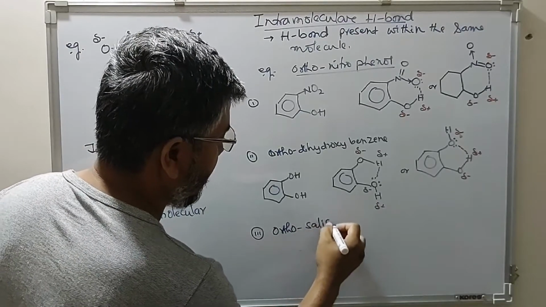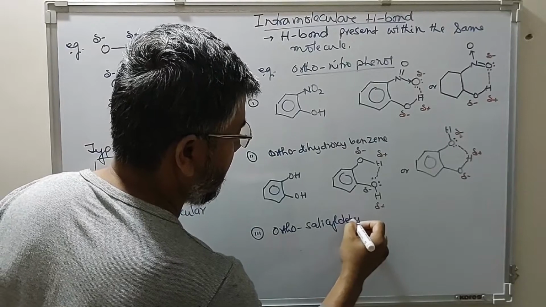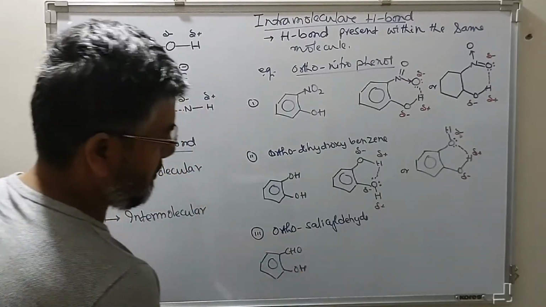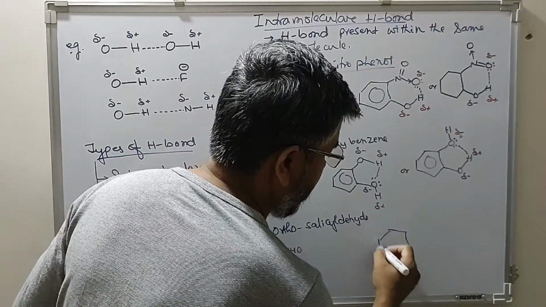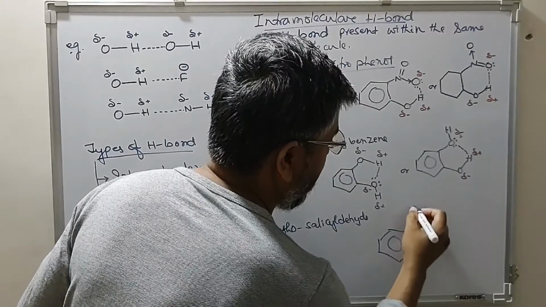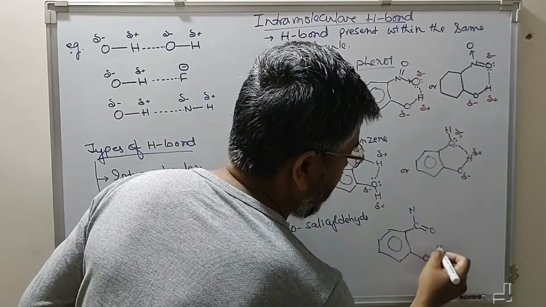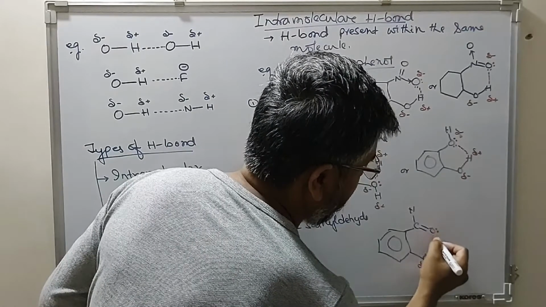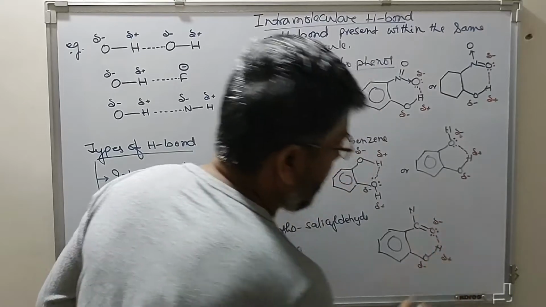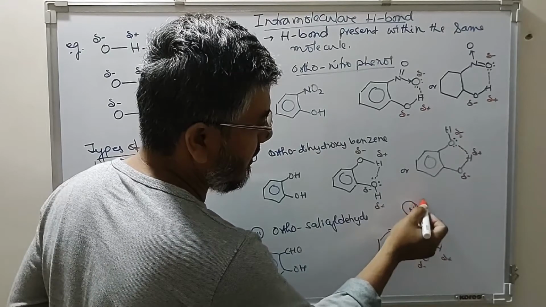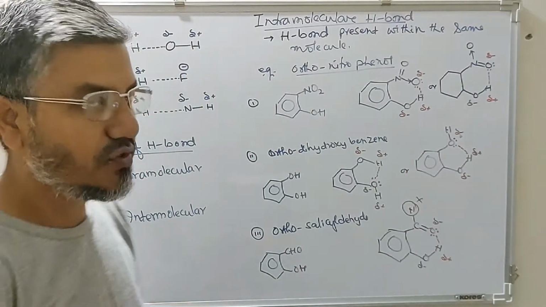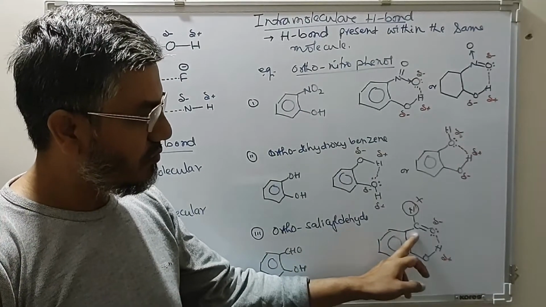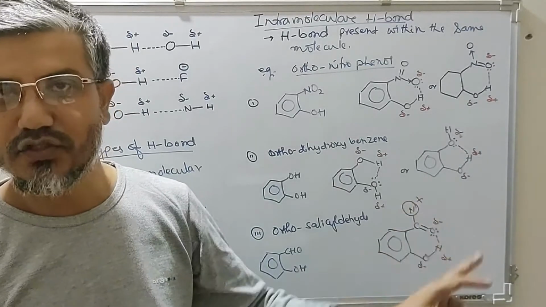Ortho salicylaldehyde. We have the CHO aldehyde group and the OH group, so we have this structure. Now this hydrogen which is bonded to carbon cannot be involved in hydrogen bond because the first condition is not satisfied. Carbon is not a very strongly electronegative atom, so hydrogen bonded to carbon cannot be involved in hydrogen bond.